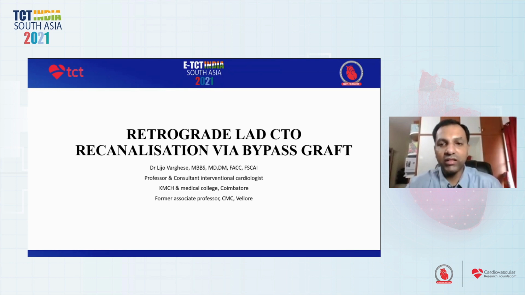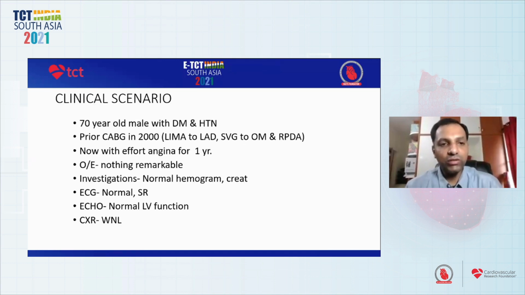So my case is on retrograde LAD CTO recanalization via bypass graft. The rarity of this case is the fact that the retrograde approach was done through a bypass graft. The clinical scenario: it's a 70-year-old male, diabetic and hypertensive, who had a prior CABG in the year 2000. He had a LIMA to LAD, SVG to OM, and RPD at that point of time.